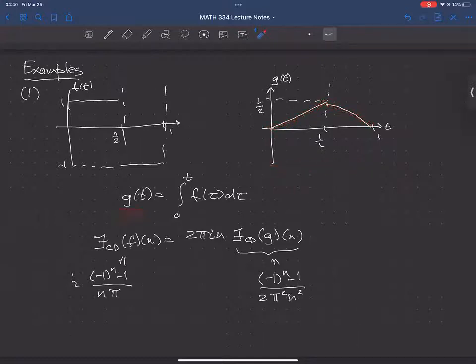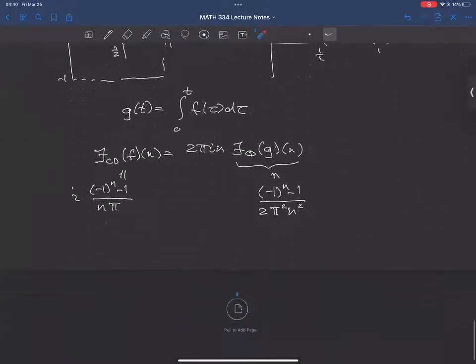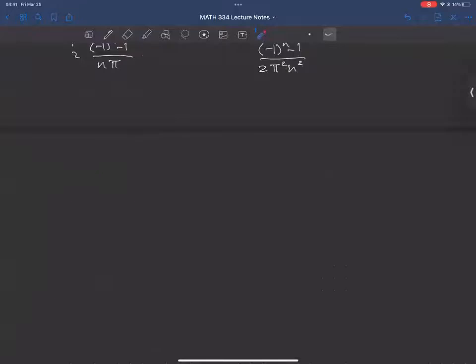It's absolutely continuous on each period, and that's reflected in the fact that its CDFT decays faster than 1 over n, right? So it decays like 1 over n squared. So we see a specific illustration of the general differentiation conditions showing up with these two examples. All right, good.